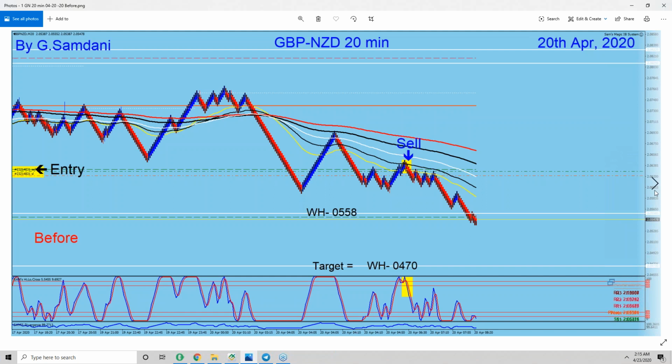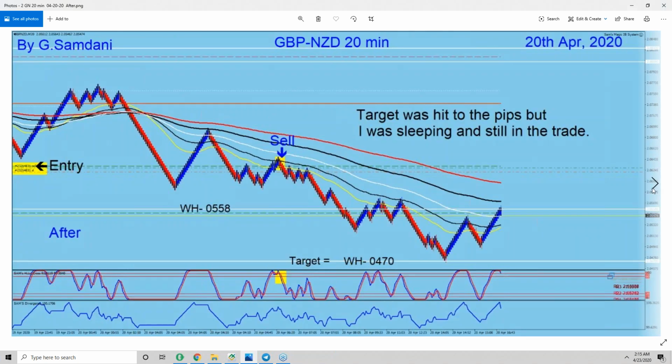So on the 20th, my first trade went straight down, kissed my target and bounced. Watch, this is what happened to this chart. It was there and went up. I gave another short entry and then came 0470. I was sleeping.